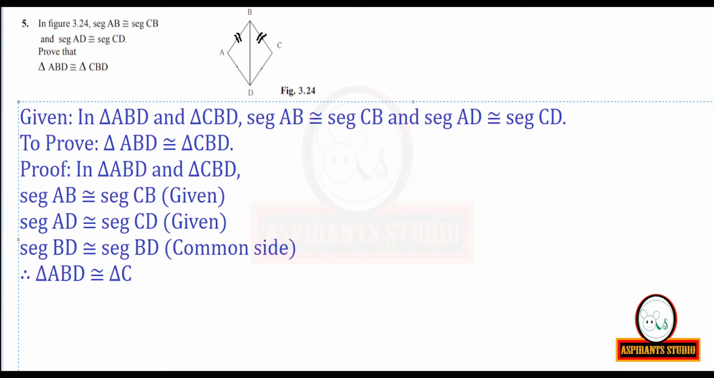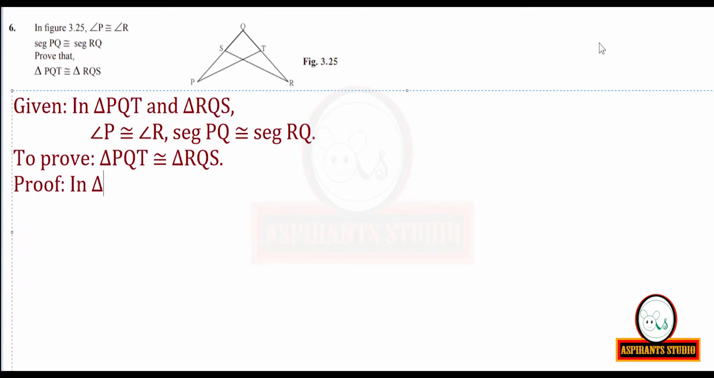Hence we prove that. Finally you have to write like this for proofs and all. Hence we prove that triangle ABD is congruent to triangle CBD. That should be the final statement. Hence we prove that triangle ABD is congruent to triangle CBD. Now coming to the next one, sixth question.